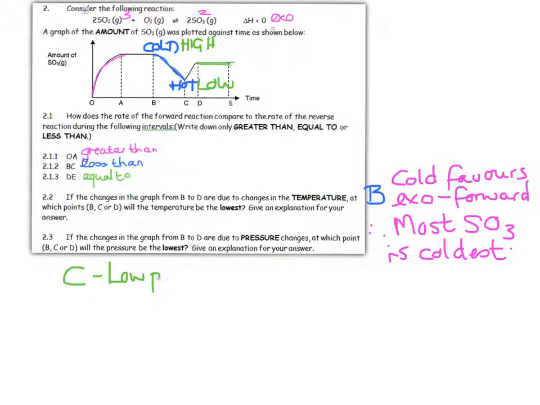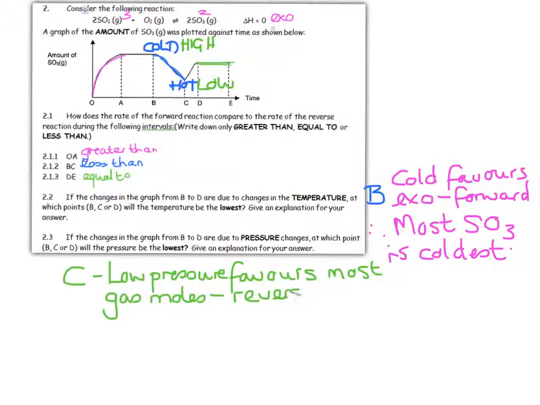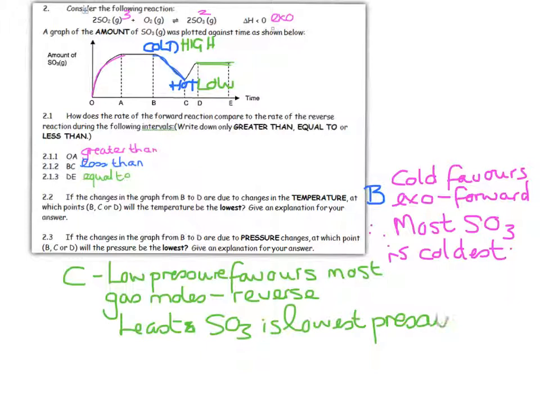Low pressure favors most gas moles. And in this case, that is the reverse. So when is the reverse most favored? When I have the least SO3. Least SO3 is lowest pressure. Hope that makes some sense.